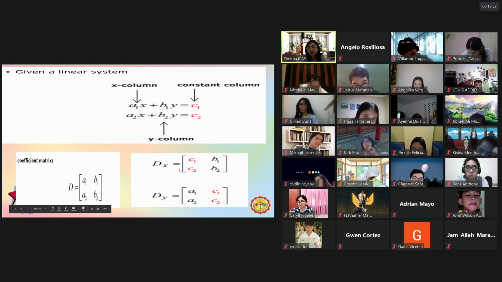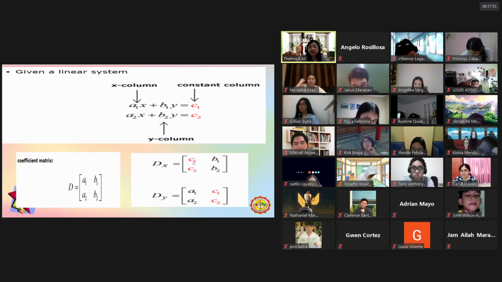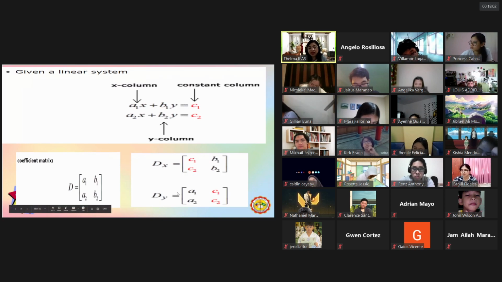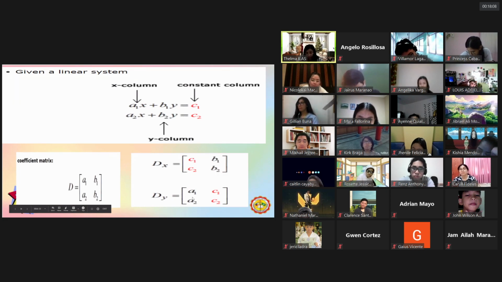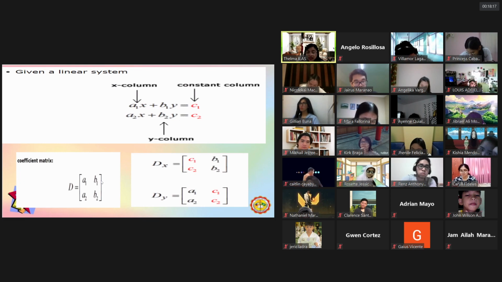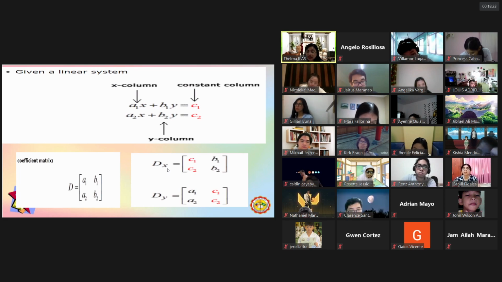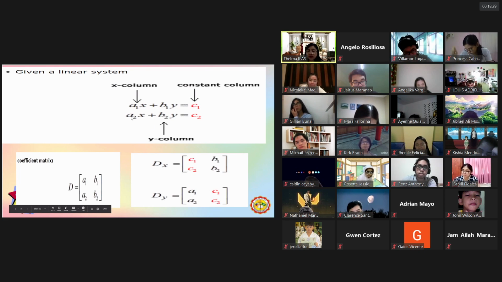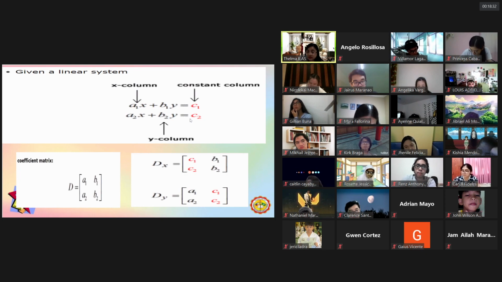Now, for the matrix ng coefficient ng X, C sub 1, C sub 2, B sub 1, B sub 2. For the determinants, no, or coefficient of matrix ng determinants ng Y would be A sub 1, A sub 2, C sub 1, C sub 2. O, tandaan nyo ha. A, B. Kapag determinants lang, A, B. Pag X lang ang hinahanap mo, determinant ng X, C, B. Pag determinant ng Y, A, C. O, we know that this is always A, B, and C. Naintindihan po?